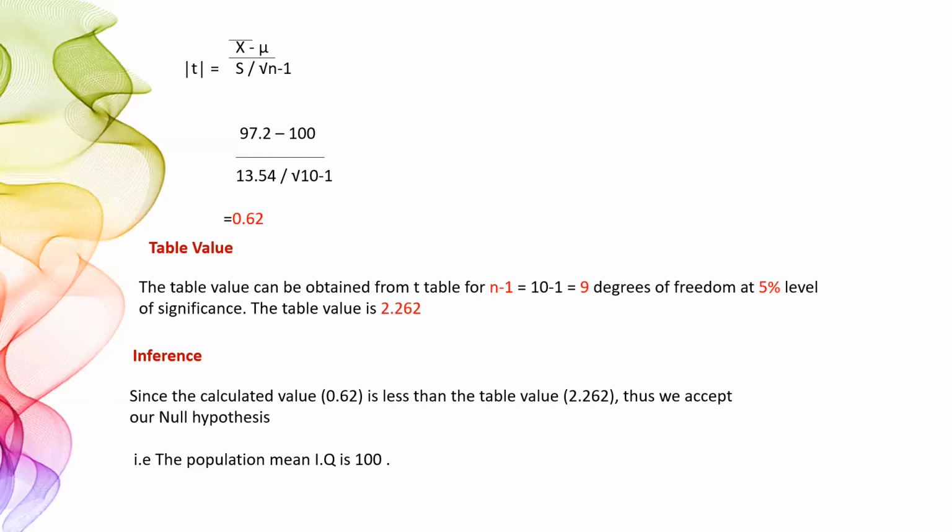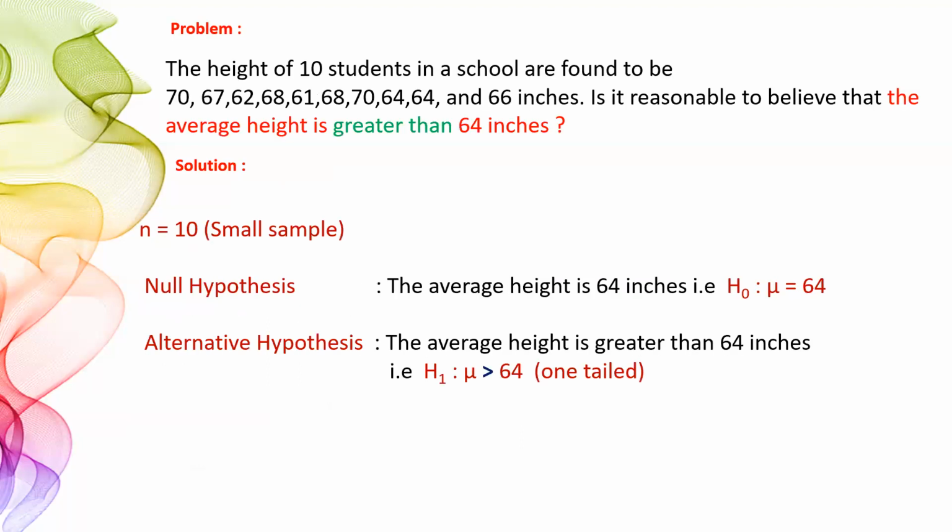So now we have to come to the conclusion. So our inference goes like this. Since the calculated value 0.62 is less than the table value 2.262, thus we accept our null hypothesis. So that is, the population mean IQ is 100. So with this, the problem gets over. Next, we'll go for the second problem.